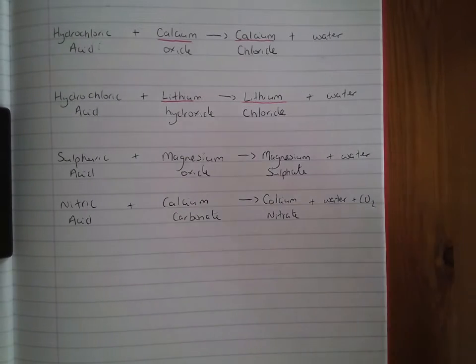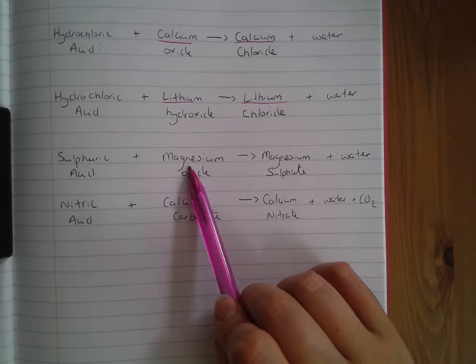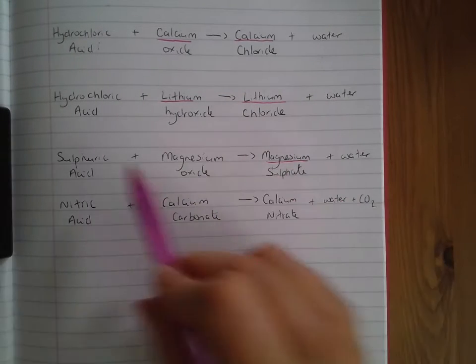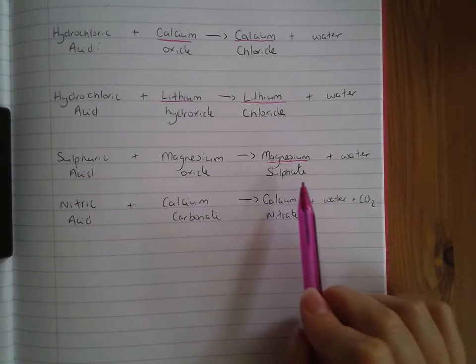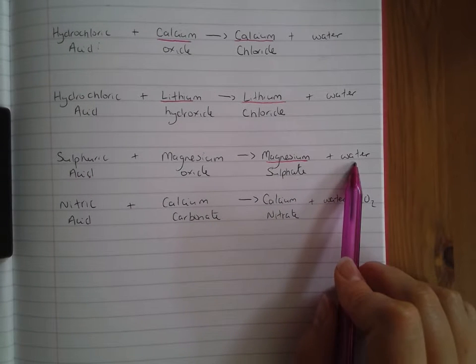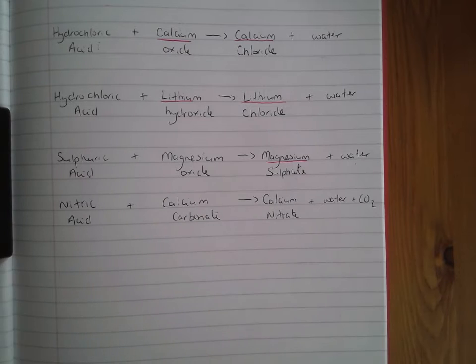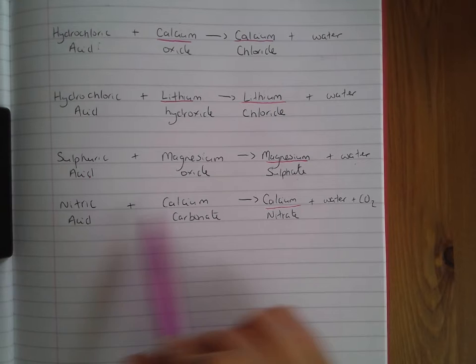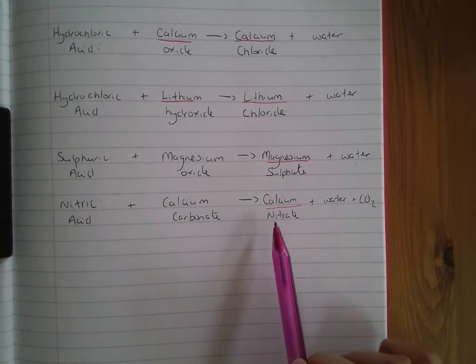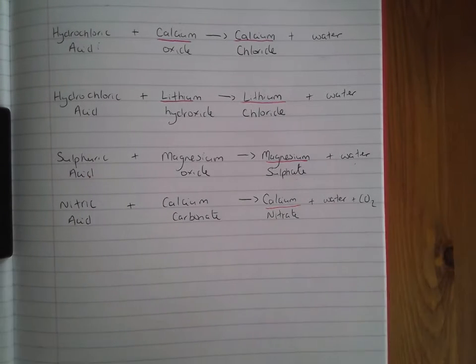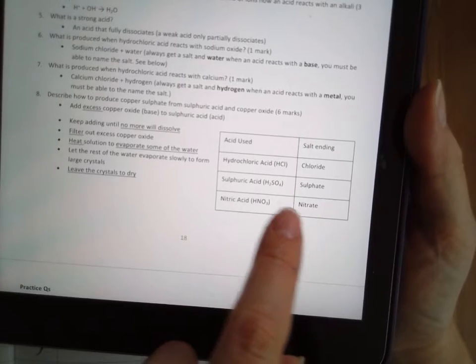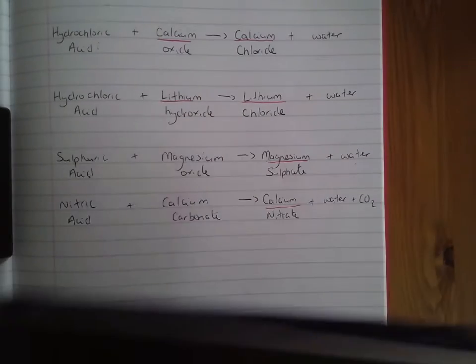Okay, so I've filled this in. Magnesium is my metal, so magnesium is going to be the first word in my salt. My acid is sulfuric acid, so the salt ends in sulfate, plus water. Okay, it's always a salt and water. The next one, calcium is my metal, so calcium is the first word in the salt. This time I'm using nitric acid, so the second word is nitrate. I'm getting that information from the table on page 18, which you need to learn off by heart, okay? Nitric acid, it ends in nitrate. Sulfuric acid, it ends in sulfate, okay?